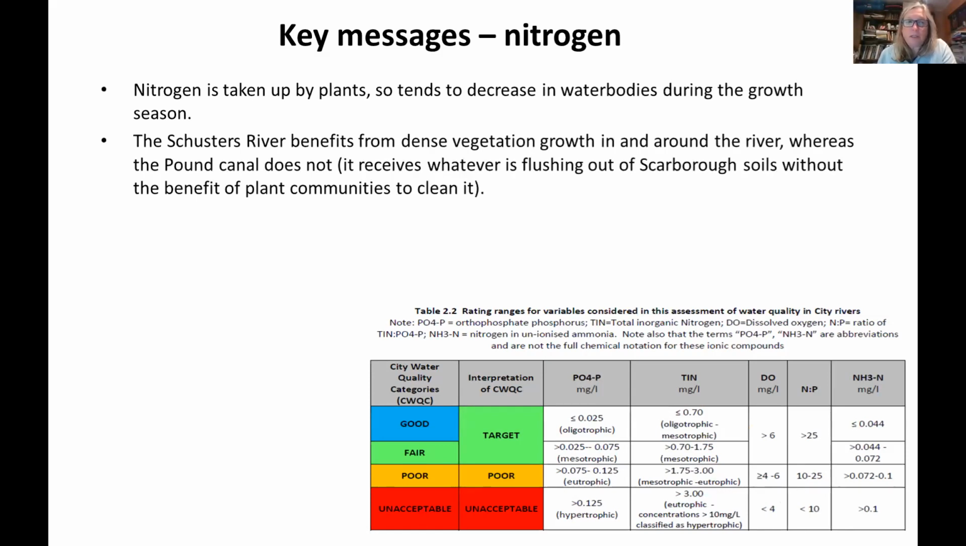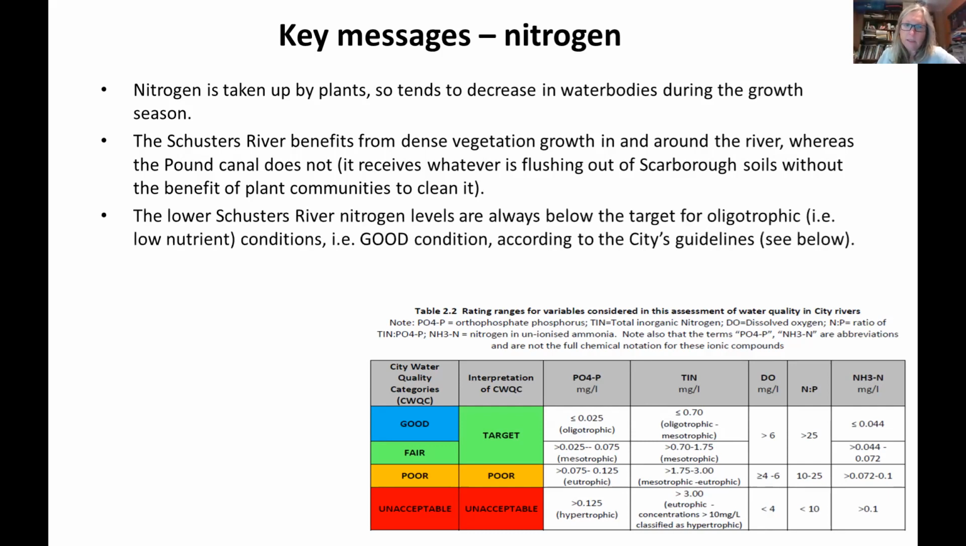And the Schusters River certainly benefits from the dense vegetation growth in and around the river and the wetland as well, whereas the Pound Canal doesn't have that benefit of a solid kind of vegetation community to take up that nitrogen. And the Pound Canal also receives whatever's flushing out of the soils without the benefit of plants to do that filtering job that would be there naturally, which might explain the slightly more up and down nature of the data in the Pound Canal.